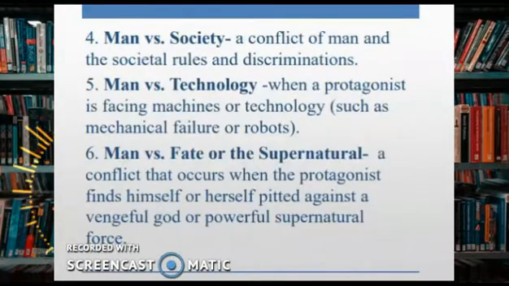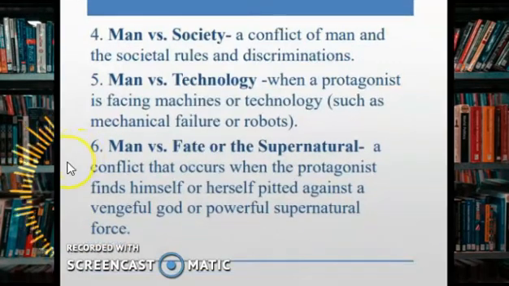Next, we have man versus society. This is a type of conflict between a man and societal rules and discriminations. The movies Insurgent and Divergent are just examples of the man versus society type of conflict, wherein they are fighting against the society's rules and discriminations from the society.